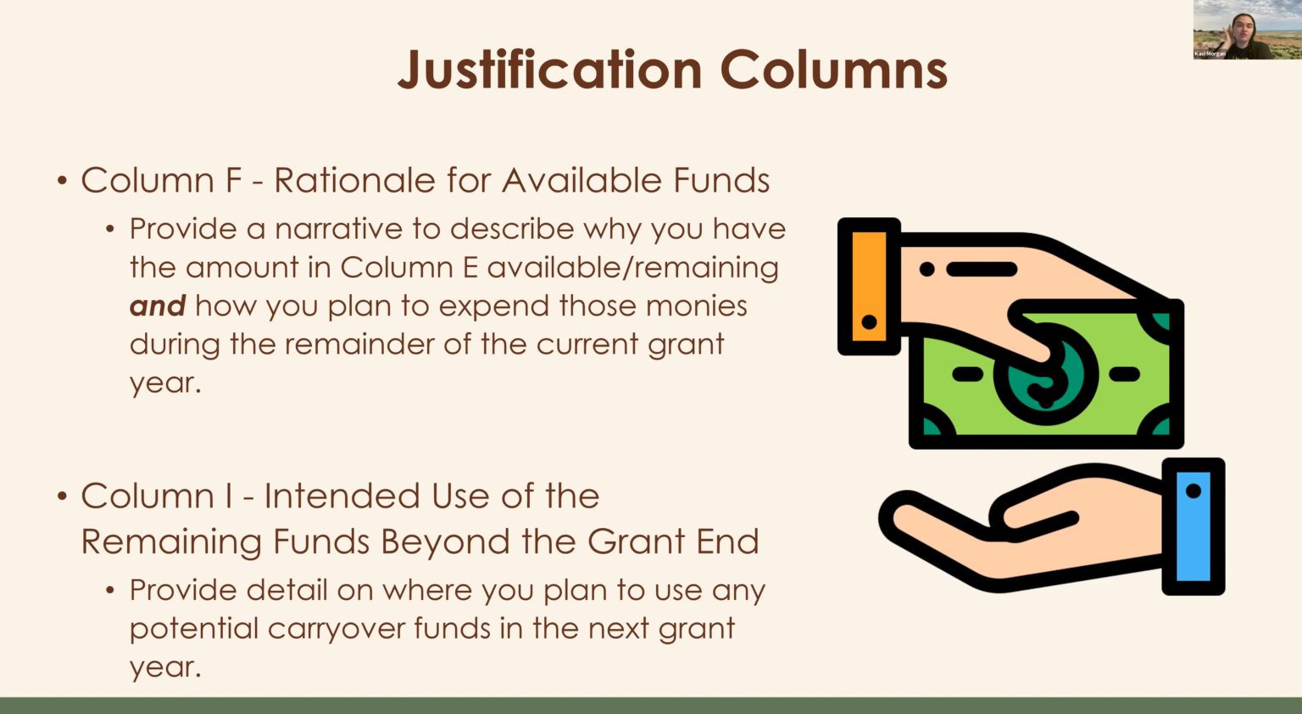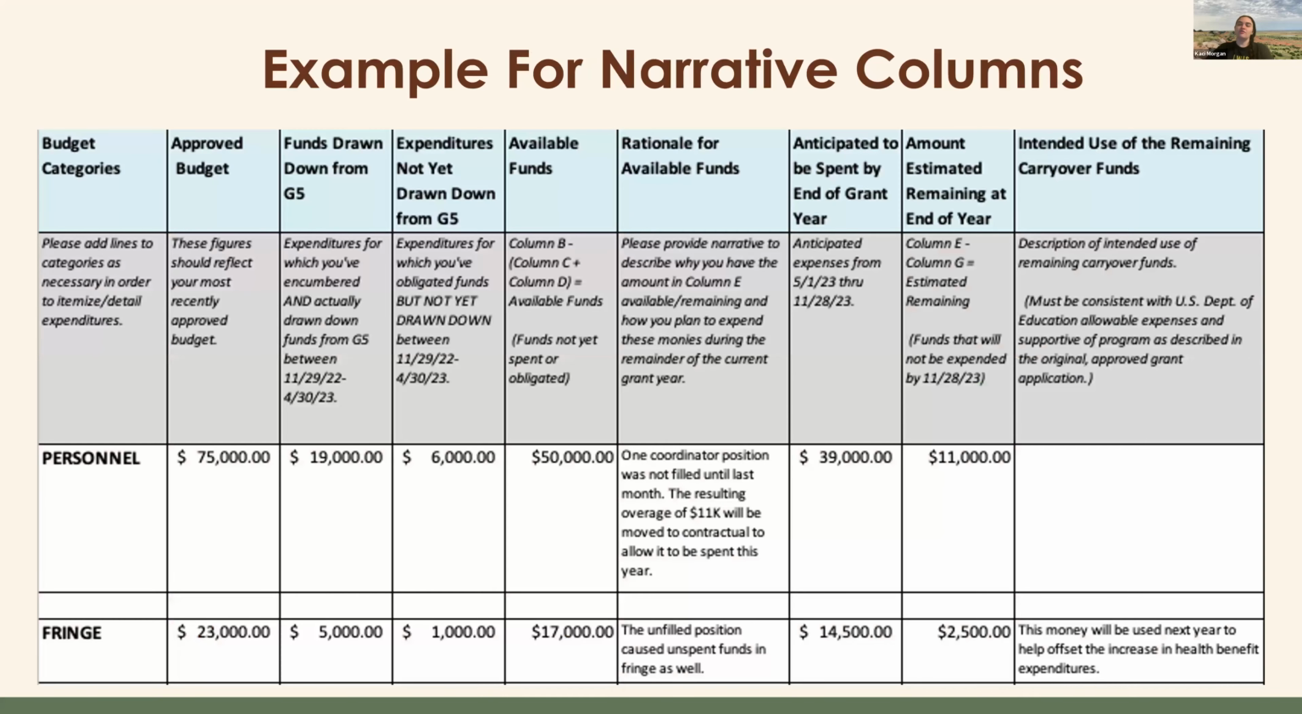In column F, rationale for available funds, you want to provide a narrative to describe why you have the amount in column E available or remaining and how you plan to expend those monies during the remainder of the current grant year. So how do you plan to spend that money in that category between now and the end of November? Column I is intended use of the remaining funds beyond the grant end. So that's going to be that last narrative column. So you're going to want to provide detail on where you plan to use any potential carryover funds in the next grant year. And remember, this detail should be specific and should paint a full picture of your plans for the funding.